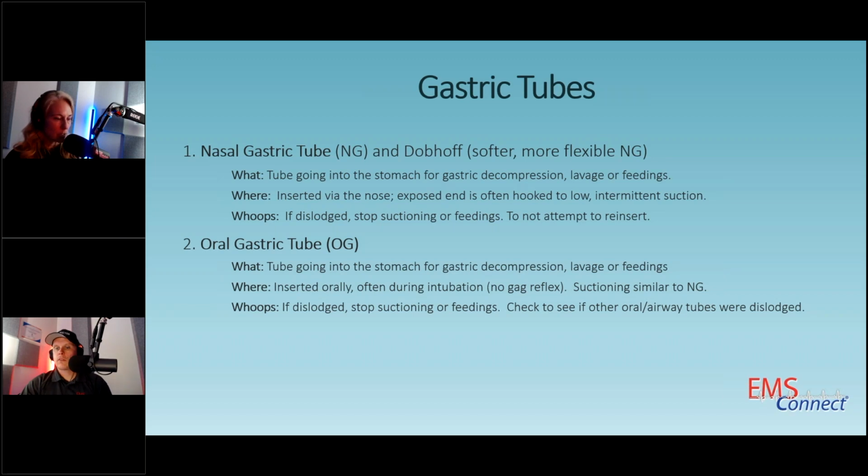Or even noting to the facility when you drop off your patient that, hey, we did bag them for 40 minutes and I noticed their stomach's distended, so maybe they can pop in a nasal gastric tube or an oral gastric tube pretty quick and get that decompression going. These are temporary tubes, not something permanent that somebody would normally go home with. It's more of a temporary measure for decompression or for feedings.